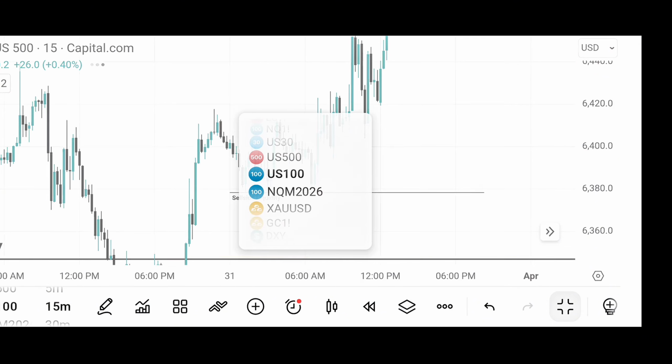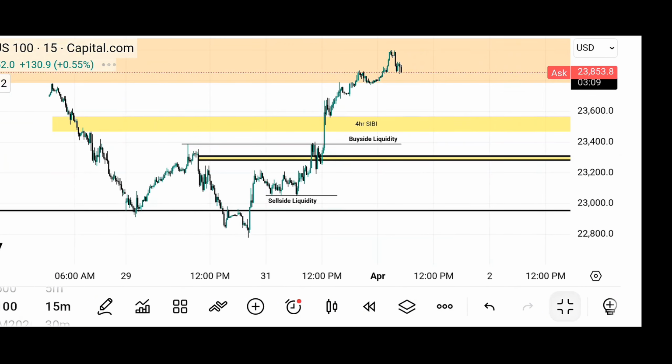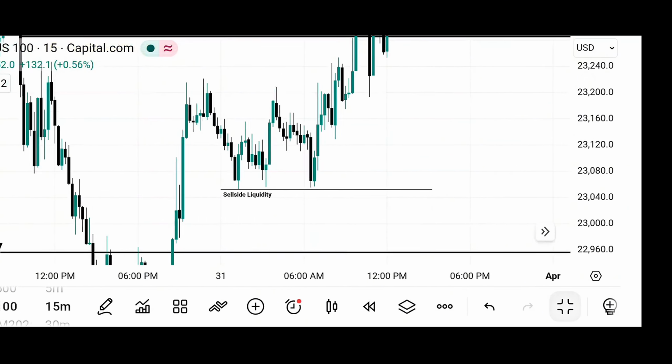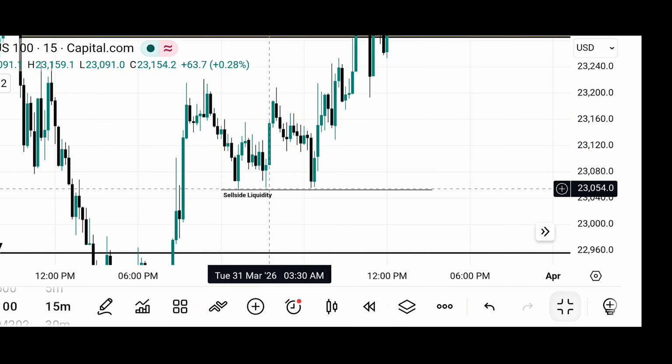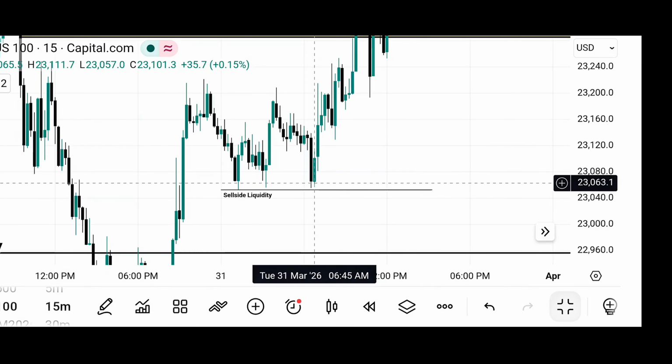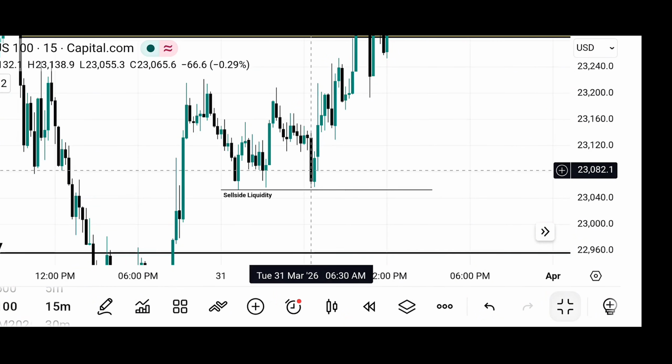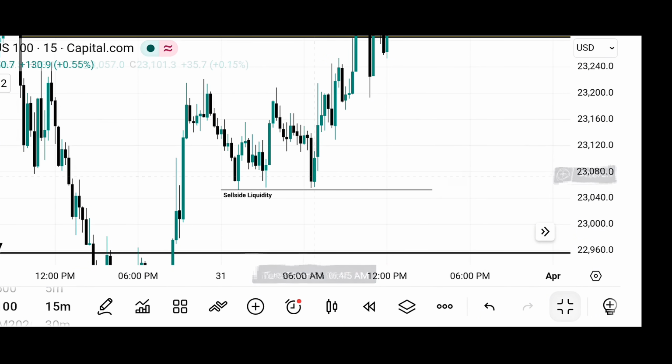Okay, also the Nasdaq as well. This is the one for the Nasdaq. Now these lows were created during the London session. This one at 1 a.m., this one at 3 a.m., and this one which couldn't break through at 6 a.m. Now, if you notice something, the Nasdaq and the S&P are behaving the same, while the Dow Jones is doing a different thing, behaving differently from the Nasdaq and S&P 500.